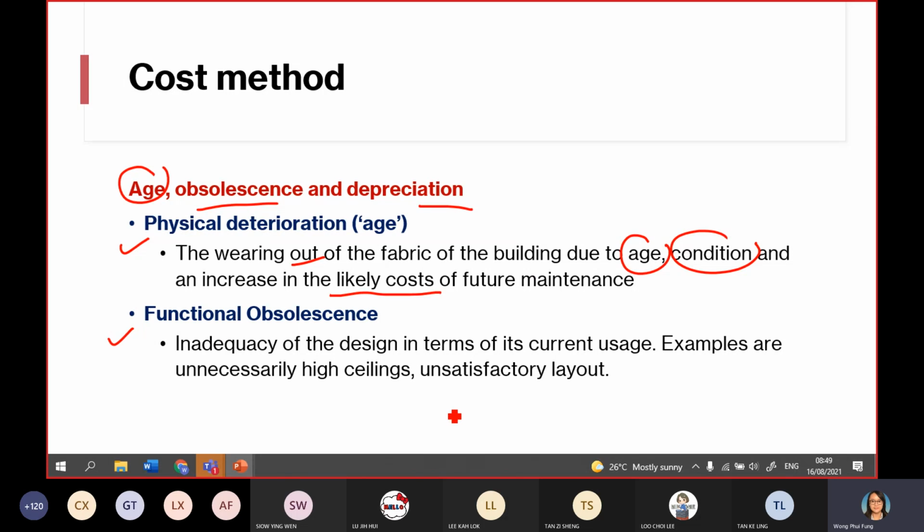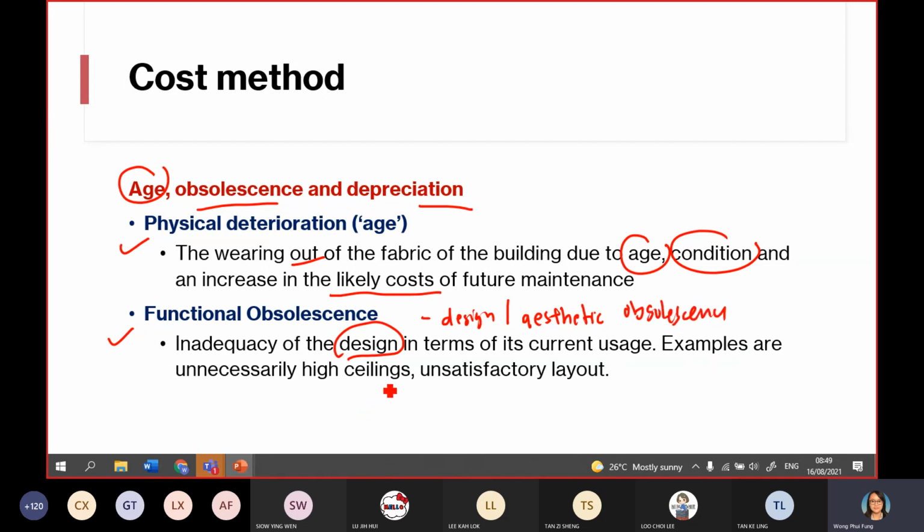Second reason, functional obsolescence, which means inadequacy of the design in terms of the current usage. This is what we call design or aesthetic obsolescence.